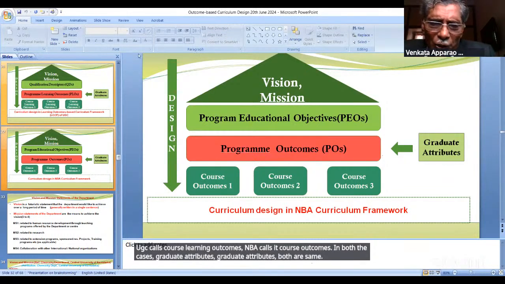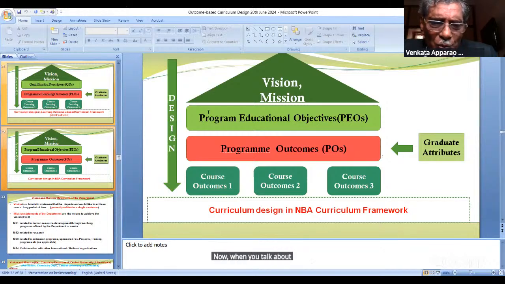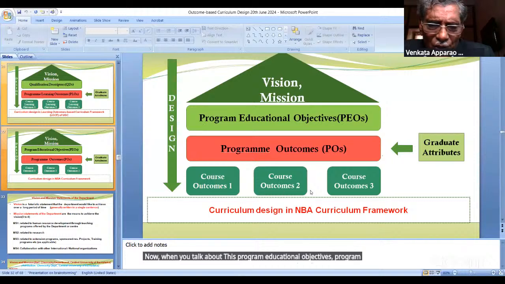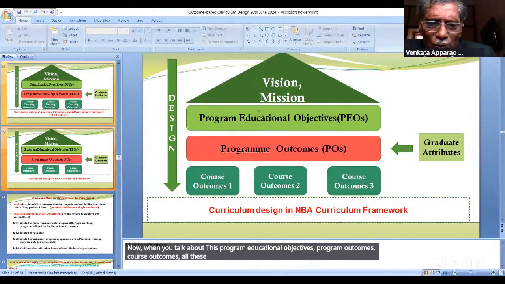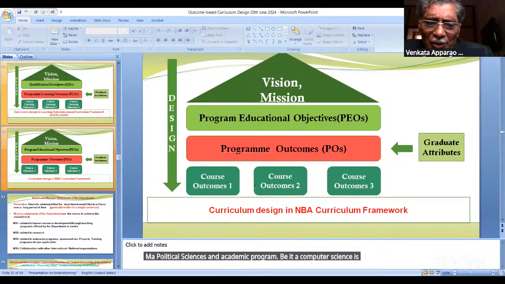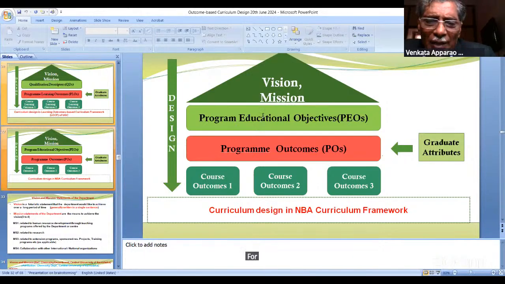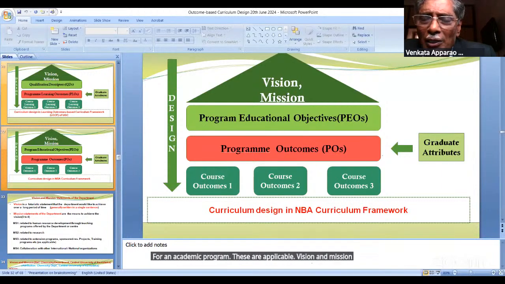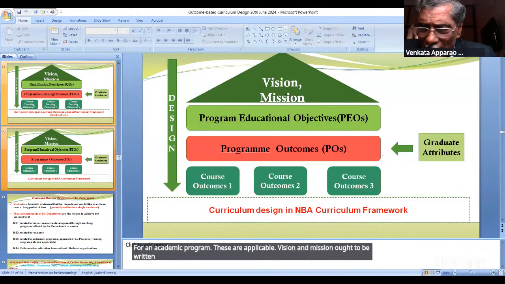Now, when you talk about program educational objectives, program outcomes, course outcomes, all these are related to a particular academic program. MBA is an academic program. MA Political Science is an academic program. BTech Computer Science is an academic program. For an academic program, these are applicable. Vision and mission are to be written for the department.